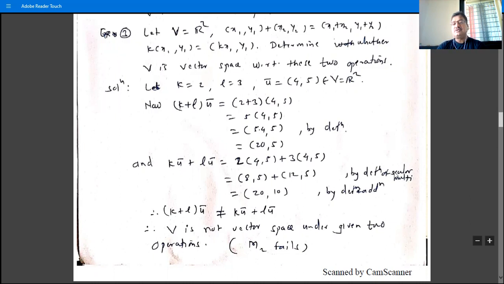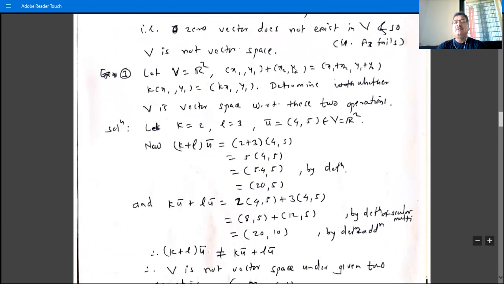This is the definition of scalar multiplication given in the example. And what is its addition? Addition is the usual addition. This is the definition of addition, that is, take the addition of corresponding components. So 8 plus 12 is 20 and 5 plus 5 is 10, by the definition of addition given in the example.